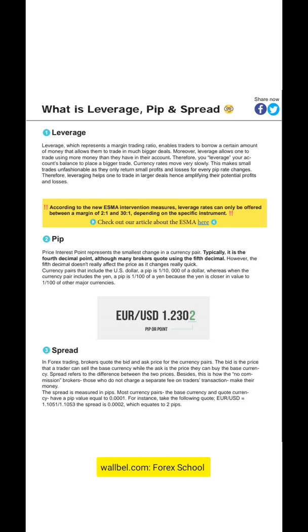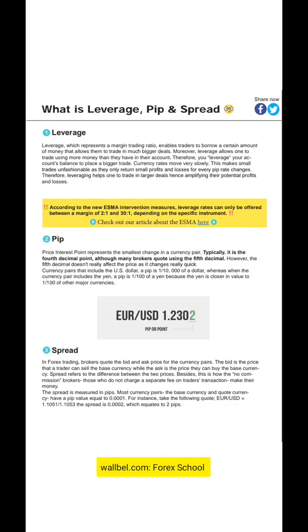Now, typically, when you look at pips, it's the fourth decimal point, although many brokers quote using the fifth decimal point. However, the fifth decimal point doesn't really affect the price as it changes pretty quickly. For currency pairs that include the US dollar, a pip is 1/10,000 of a dollar, whereas when the currency pair includes the yen, a pip is 1/100th of a yen, because the yen is closer in value to 1/100th of other major currencies.